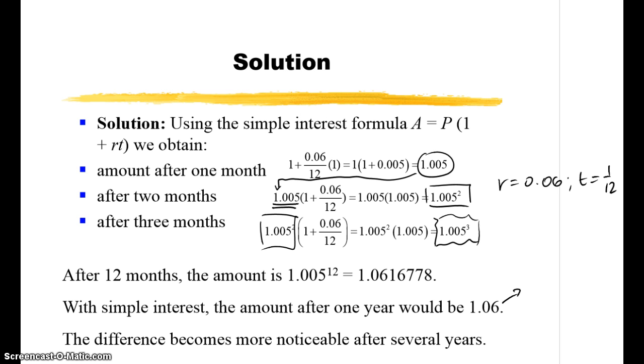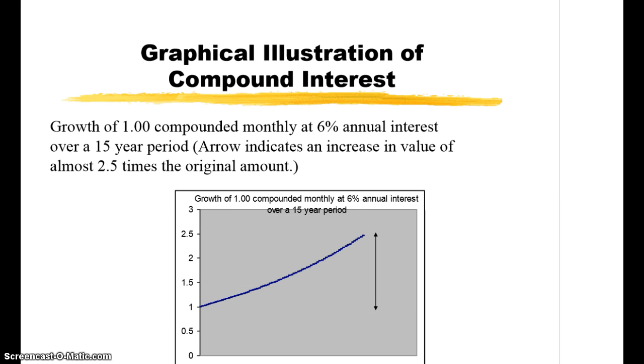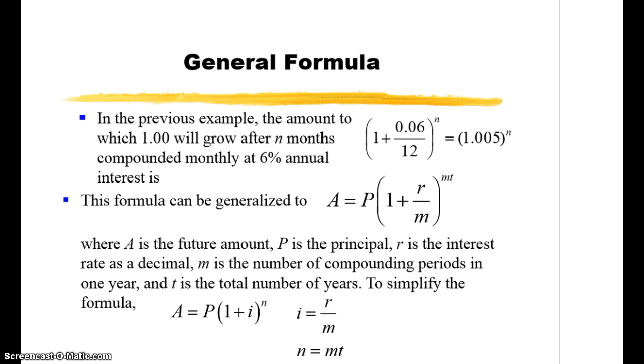You could calculate this with the simple interest formula that we have. Well, the difference is not that noticeable here. It's very small. However, after several years, it does become more obvious, as you could see from this graph. What we have here is the growth of $1 compounded monthly at 6% annual interest over a 15-year period. So this is 15 years that we've graphed here. The arrow indicates an increase in value of almost 2.5 times the original amount, which was 1. Okay, so this really does take its toll in the long run. That's where you see the difference.